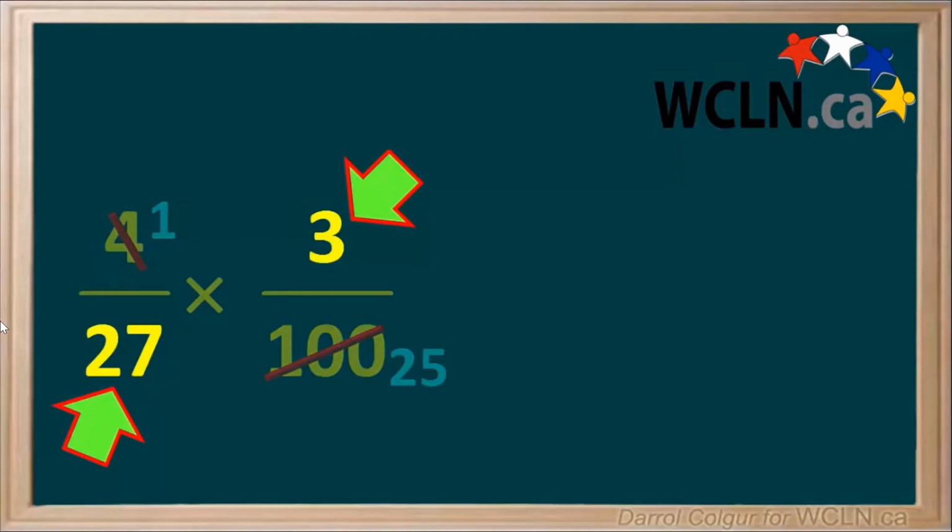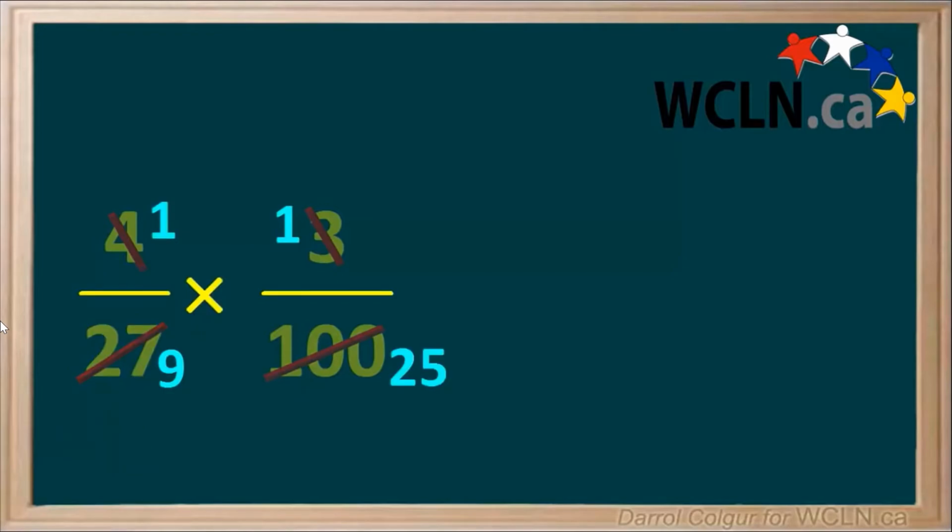Now we'll check the other two diagonal numbers and see if they can be cancelled and simplified. We realize that both 3 and 27 can be divided by 3, so we'll cancel these out and divide each of them by 3. 3 divided by 3 is equal to 1, so we'll write a 1 here by the crossed out 3. We'll also divide 27 by 3, which comes out to 9. So we'll write in a little 9 here by the crossed out 27.